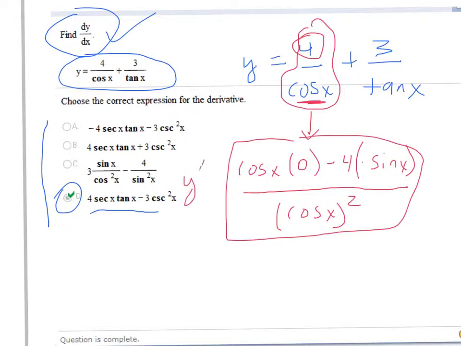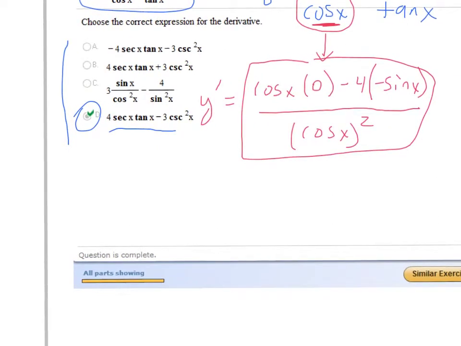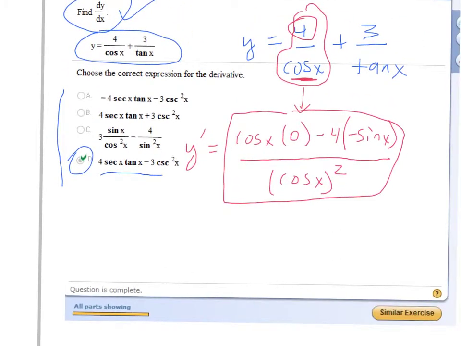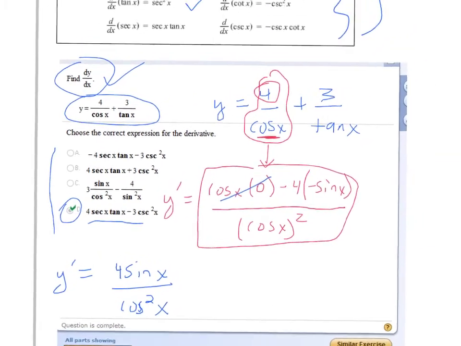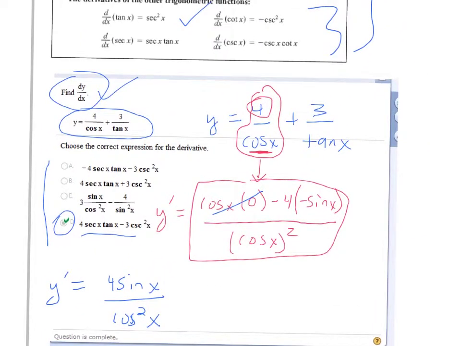I'm running out of room there, so I'm going to scoot that down. Now I'm going to clean that up. So 0 times anything is 0. Negative times a negative is a positive. So at that moment, we're arriving at y prime is equal to 4 sine x over cos x whole thing squared, or you could just say cos squared x. You could say it like that. But now, notice all of that sweat equity was just for this first part. Now we have to do a quotient rule on this part here. Okay, so let's talk through that.